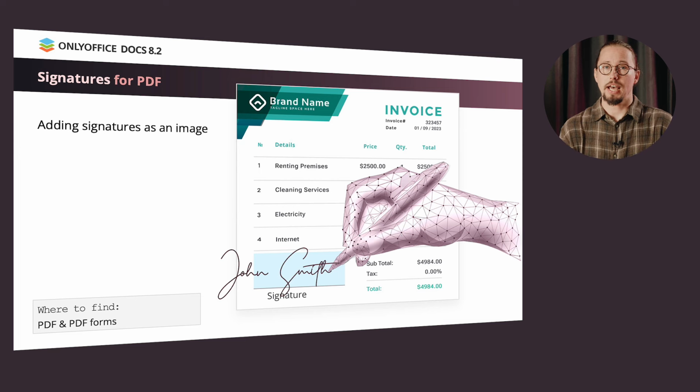Meet the first version of signatures for PDF files and forms. You are now able to sign your PDFs by inserting an image. In the next releases, the developers are going to improve this feature and add further types of inserting a signature, including digital signatures, which are currently available in OnlyOffice desktop app.